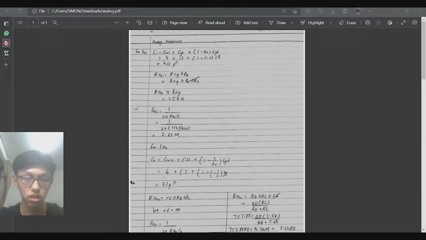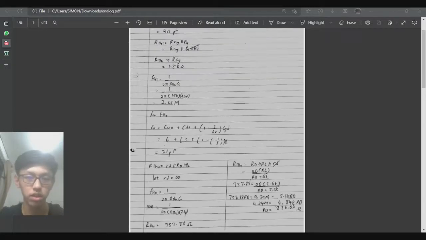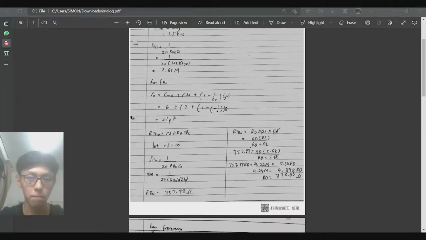So next, this is the formula of RTHI, which is Rg equal to R1 parallel with R2. But since we need to find this, we just use RTHI equal to R6, which is 1.5K. So next, by substituting all these values into the formula, we will get FHI equal to 2.65 mega.